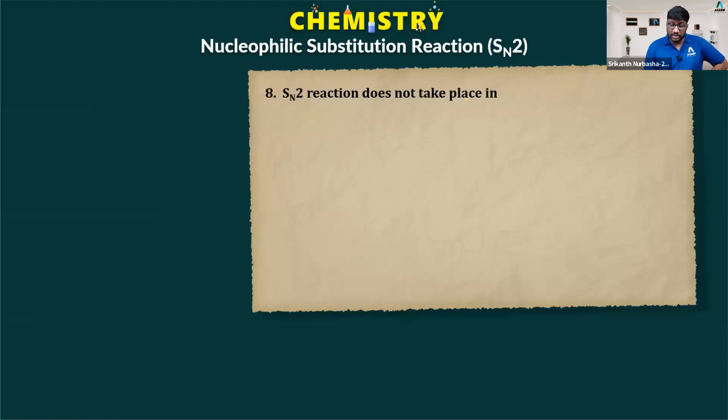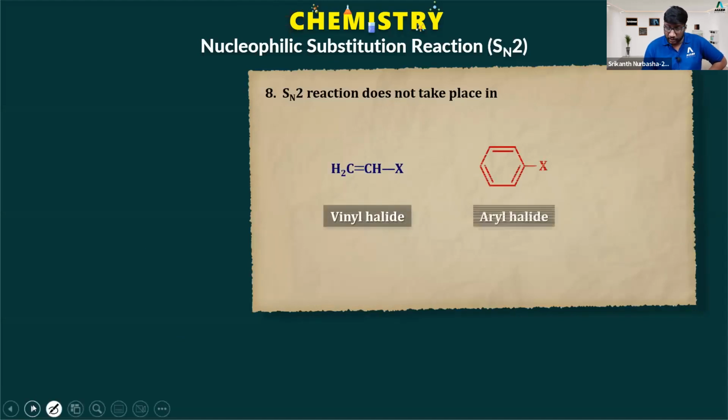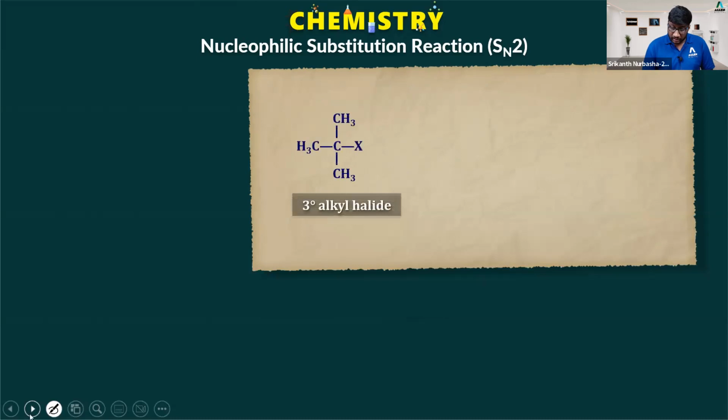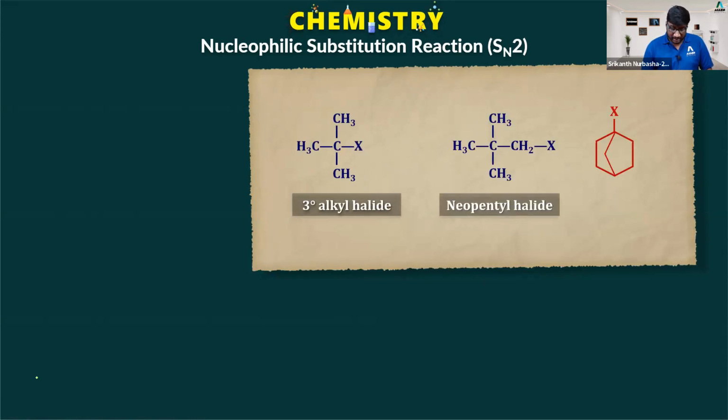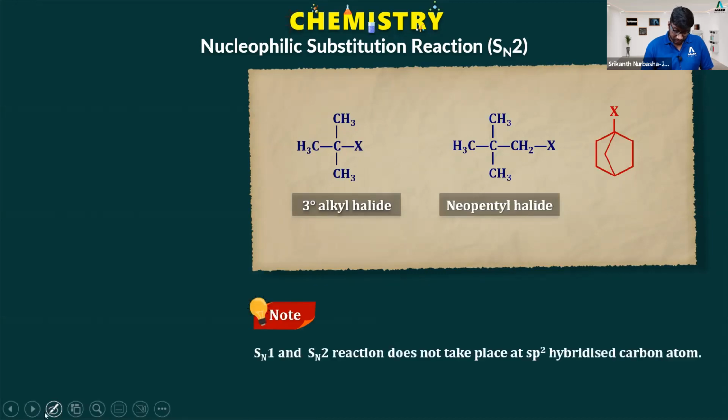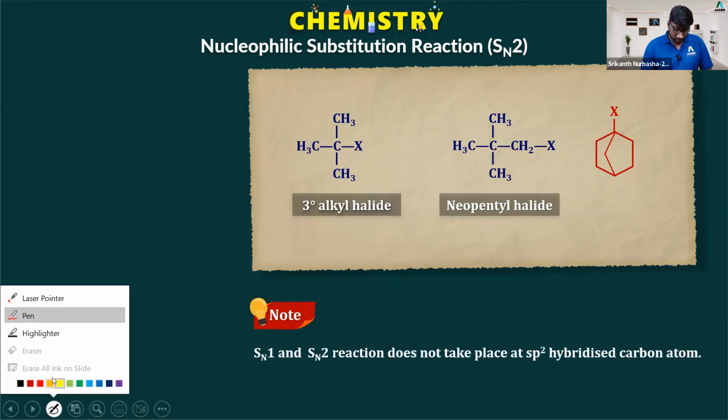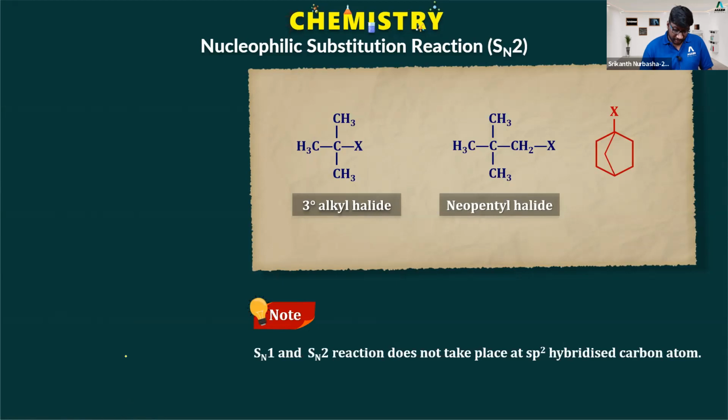And the SN2 reaction does not occur in vinyl halide, no SN2, and aryl halide, no SN2, and also Bredt's rule. Wherever Bredt's rule is violated, there also no SN2. Tertiary alkyl halide, neopentyl halide, and bicyclic halide, where Bredt's rule is violated in the last case. Here, what can I say? Bredt's rule and steric repulsions.